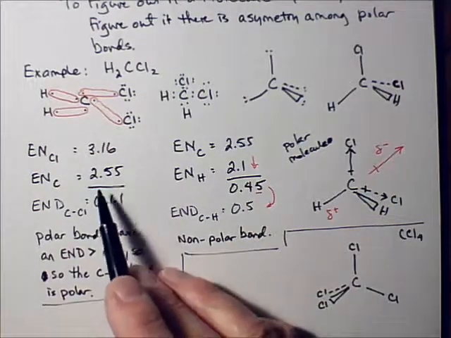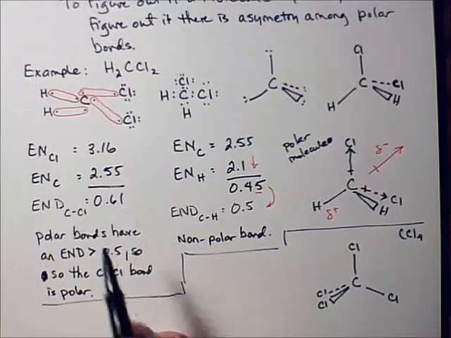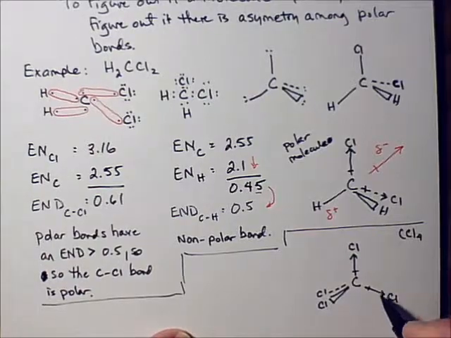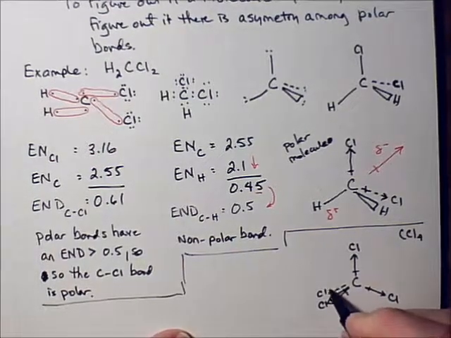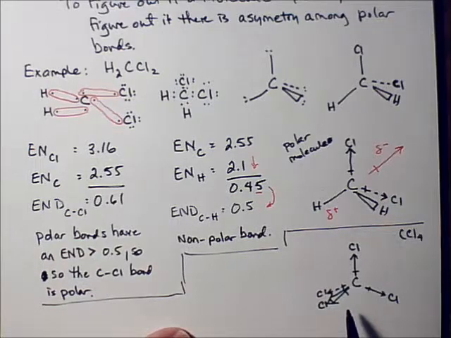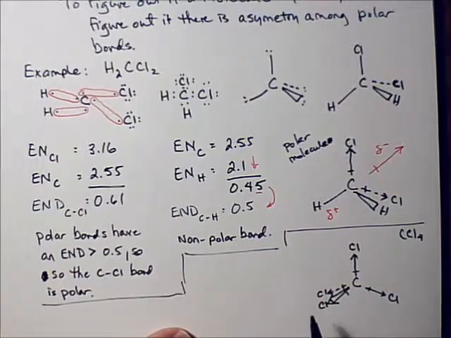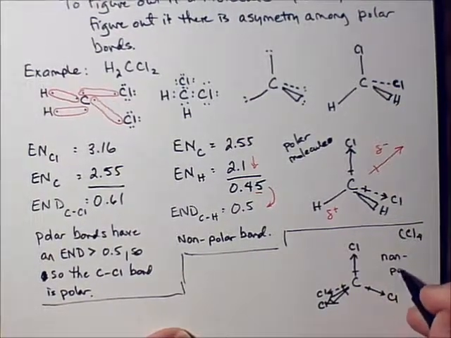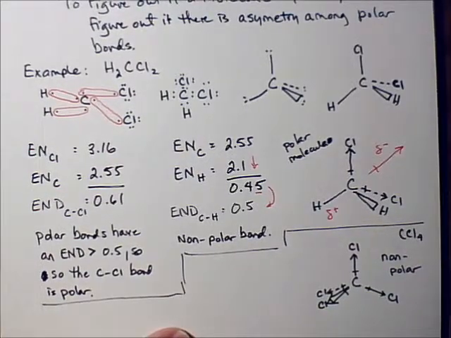We didn't change the polarity of the bond. This bond is polar, right? So all the arrows are pointing out toward the chlorines. In this example, all the bonds are polar, but they're evenly distributed. In order for the molecule to be polar, you have to have asymmetry. But this is symmetry for polarity. It's nonpolar.